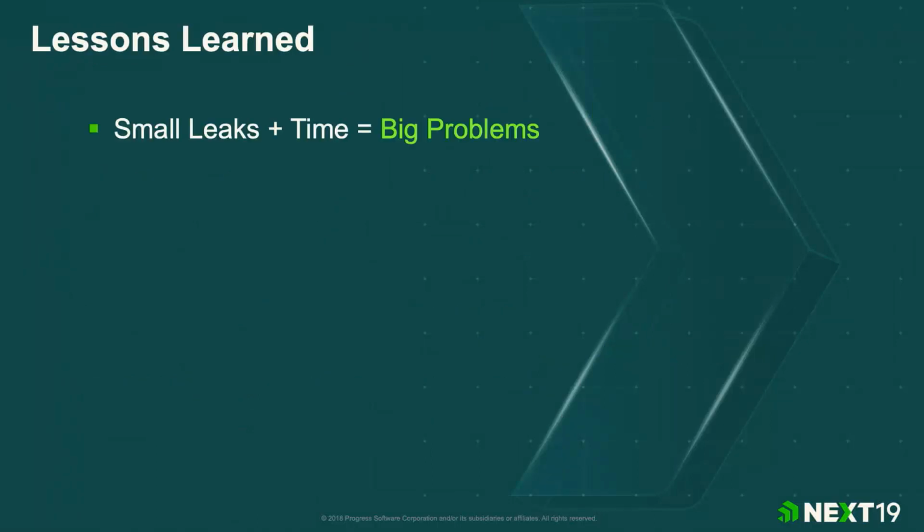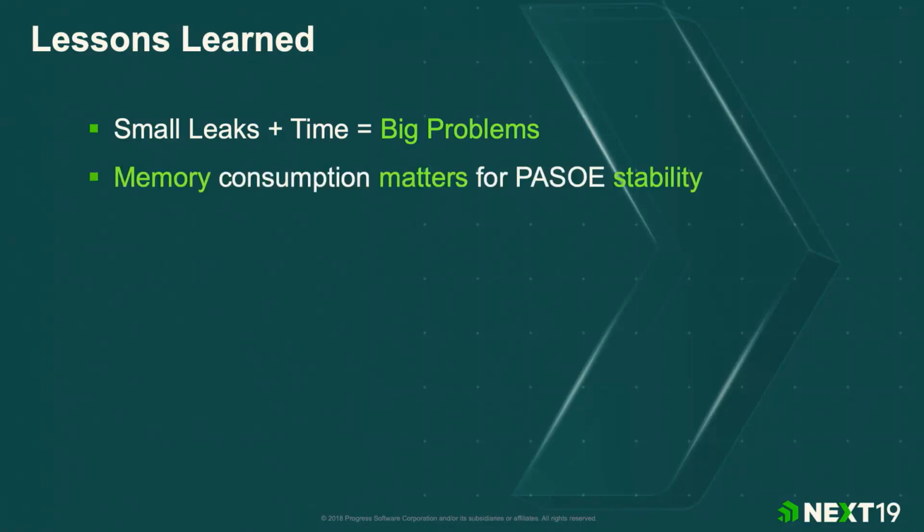So the major lessons learned: small leaks plus time equals big problems. This is the number one killer. People don't really consider how much a small memory leak can cause. PAS can run and run and run, and by the end of the month's running time, suddenly you're wondering why you're using so much memory. Something's leaking, and you don't see it on a quick unit test or in QA testing. You see it in production.